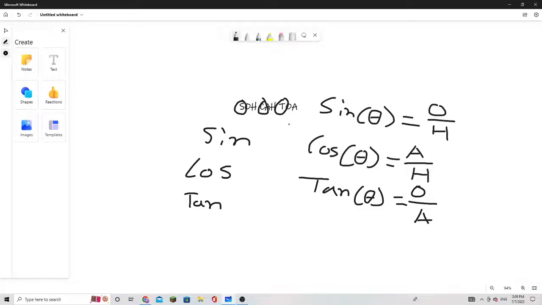Now, it's quite handy and I would recommend memorizing the acronym SOHCAHTOA. So why do we need to understand how to do this? Well, they could be useful when we start doing trigonometry.